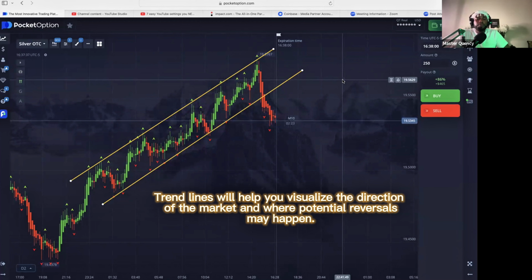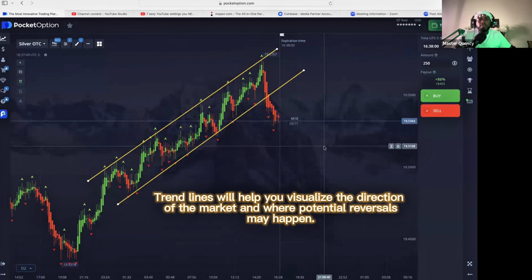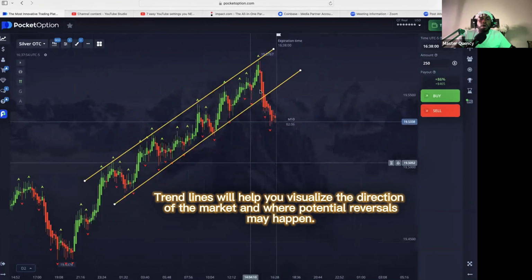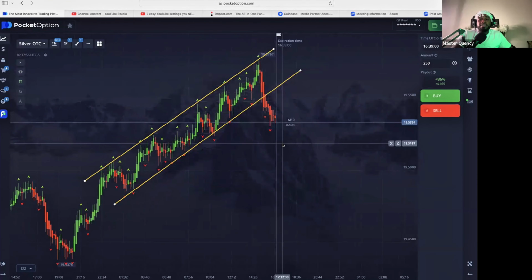Trend lines will help you visualize the direction of the market and where potential reversals may happen. So I would expect the market to continue to go down, but you would need extra confluences to determine it, extra confirmations.